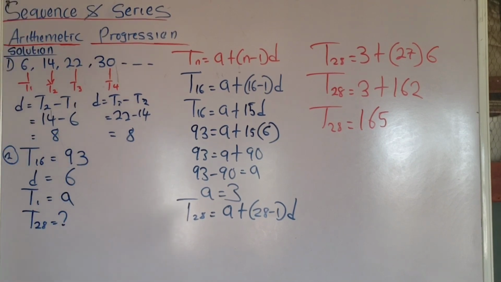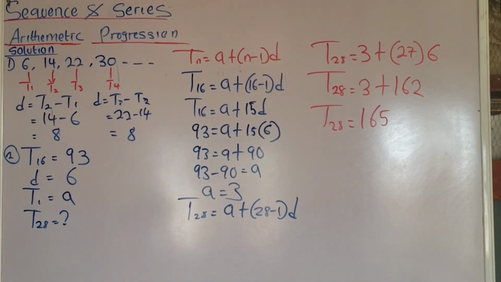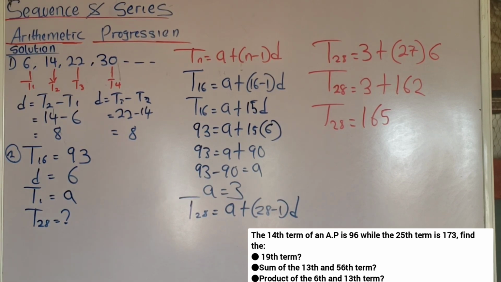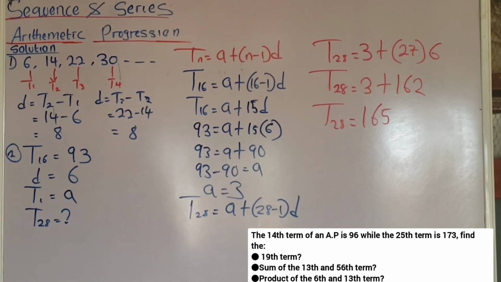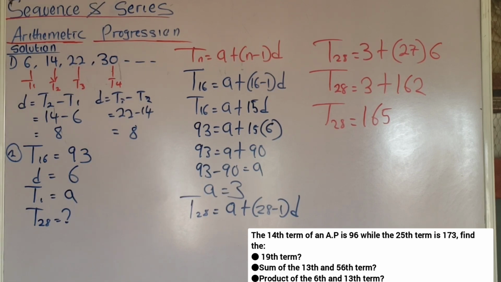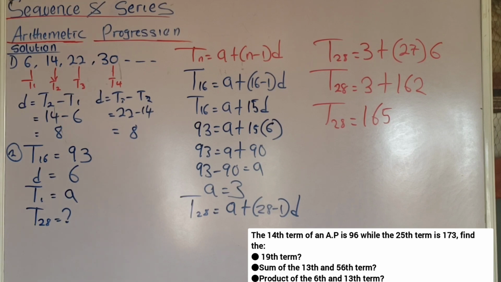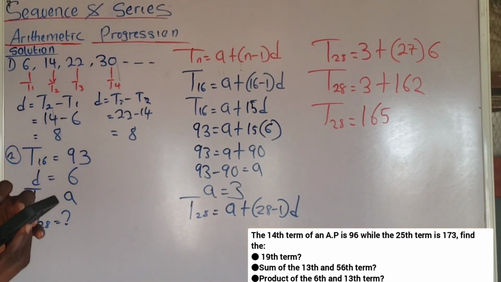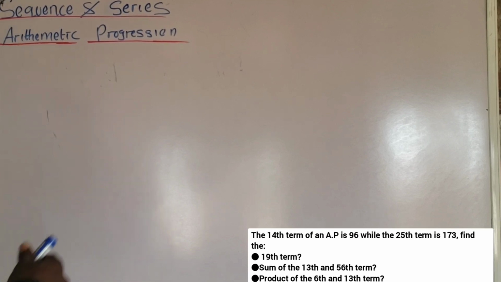Okay? Now, let me give you one more question. The 14th term of an AP is 96, while the 25th term is 173. Find the 19th term, the sum of the 13th and the 56th term, and the product of the 6th and the 13th terms. You see, no matter how they twist the question, provided that you understand the basic concepts, you'll be able to solve it. This one is a bit long, so I would like you to pay attention. So let's solve.